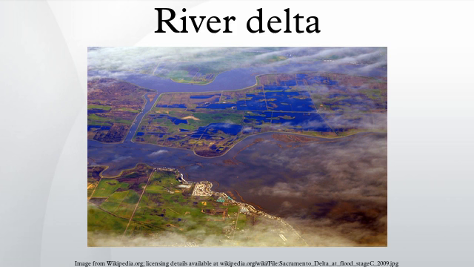The delta of the St. Clair River between the Canadian province of Ontario and the U.S. state of Michigan is the largest delta emptying into a body of fresh water.